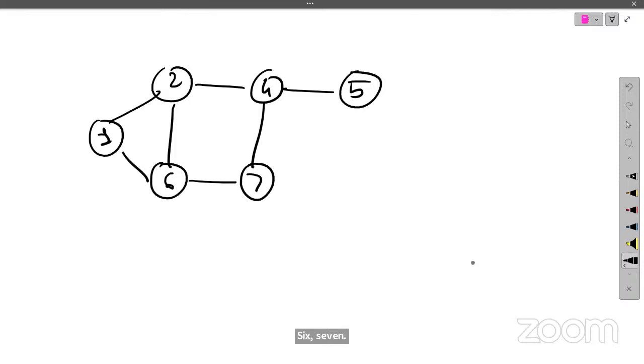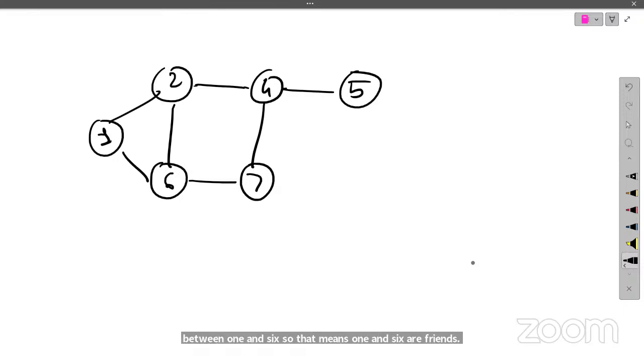So here, what is the condition? The vertices are the set of students, and if there is an edge between two vertices, then these two students are friends. Since there is an edge between 2 and 6, 2 and 6 are friends. There is an edge between 1 and 6, so 1 and 6 are friends. Okay, so this is our required graph.